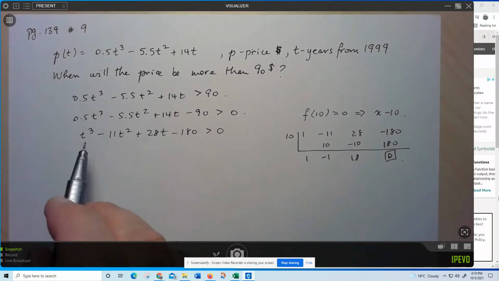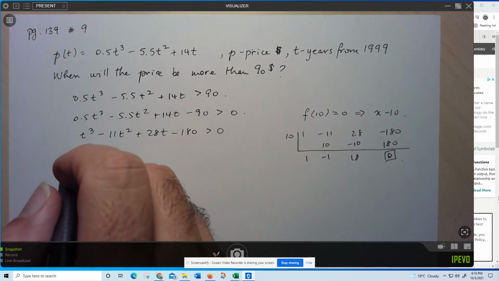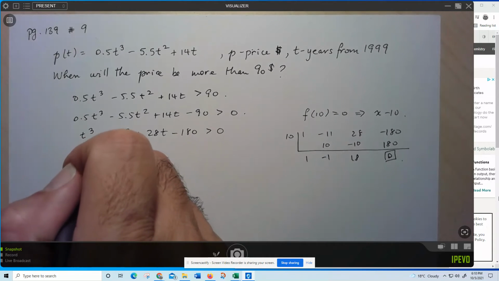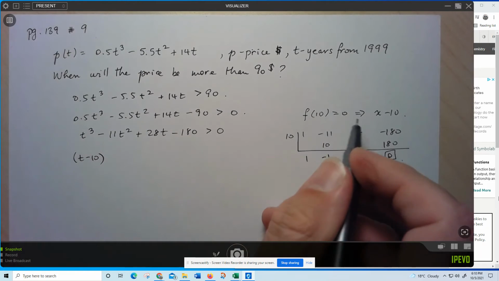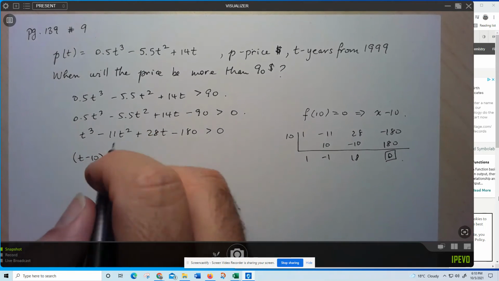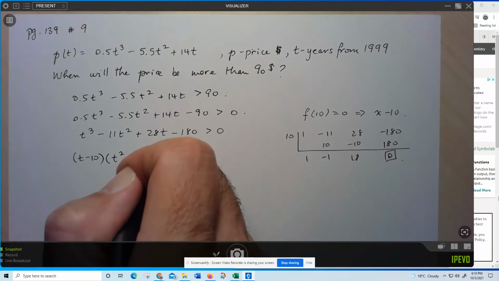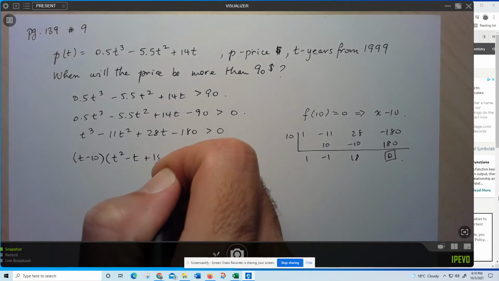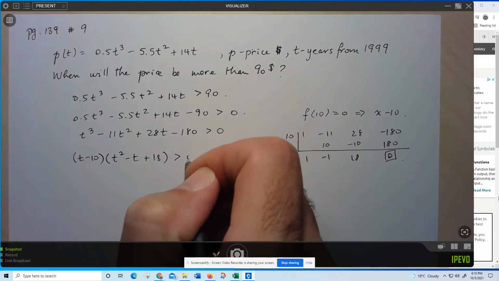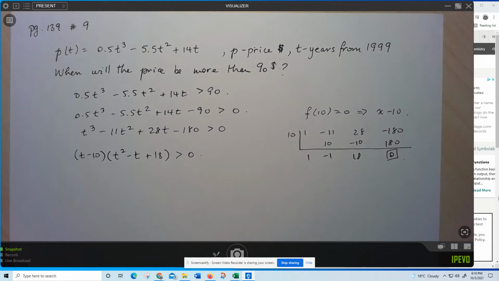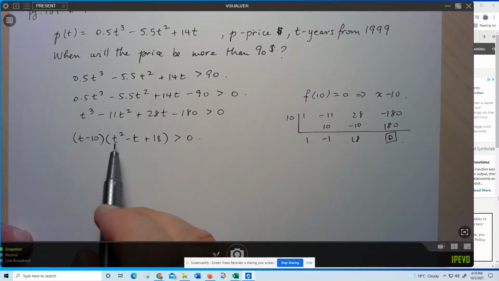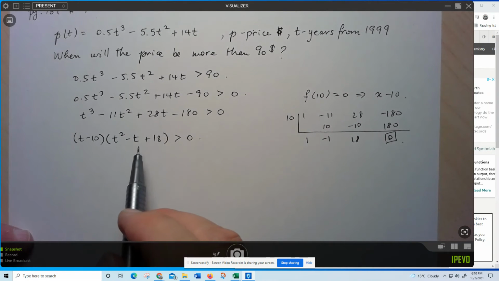And so now that means I can rewrite the left-hand side of the equation as t minus 10, that was the first factor I found, and then the quotient when I divided is t squared minus t plus 18. And I want to know when that's greater than 0. Okay, so I want to find the zeros here. This, though, does not look perfectly factorable.